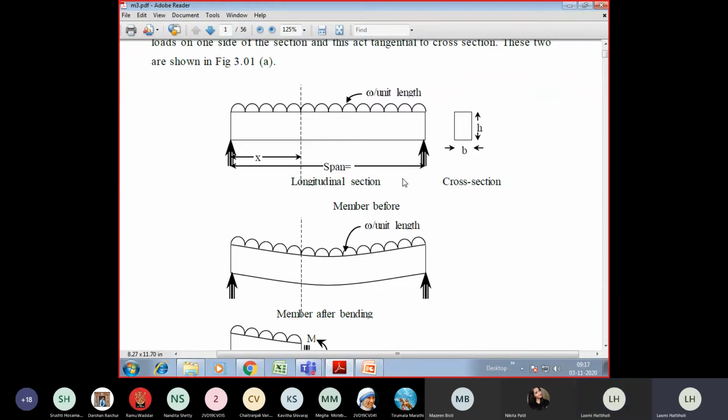Now, when you apply this UDL, what is the intensity of the UDL? It is W Newton per meter, right? Instead of Newton, it can be kilonewton. So in general, it is given as W per unit length. So this is the intensity. When the load W increases, obviously, you can see some deflection in the beam.